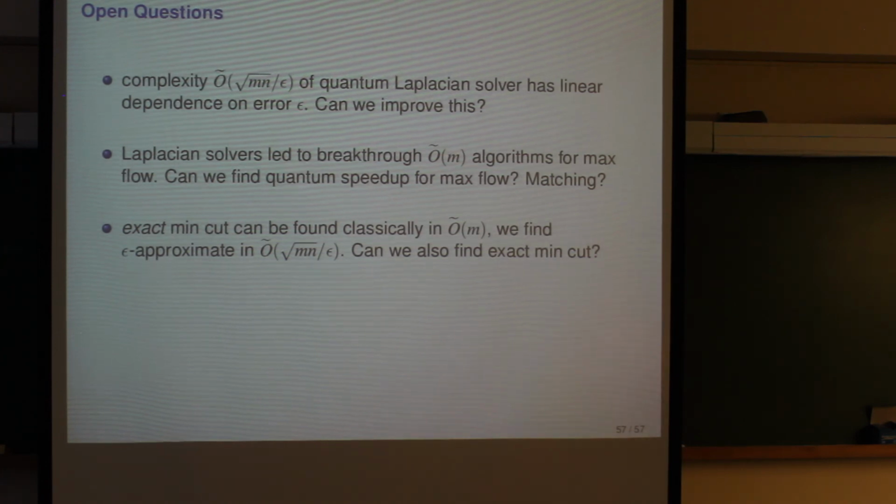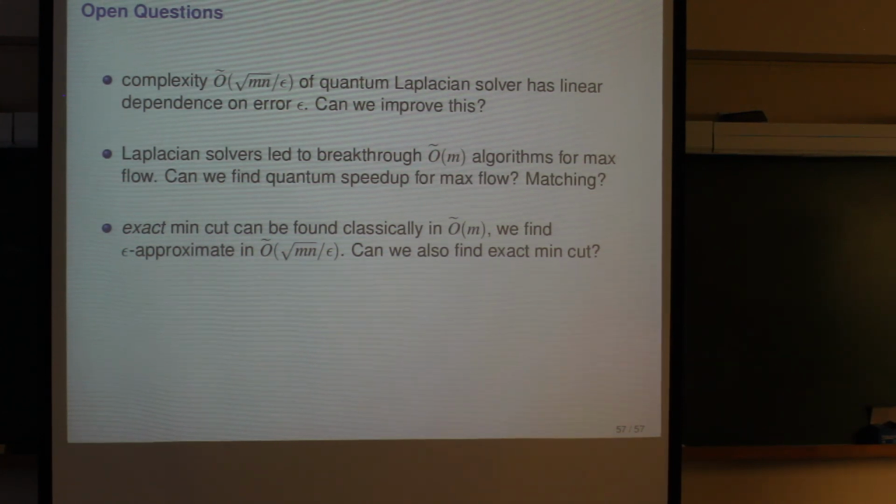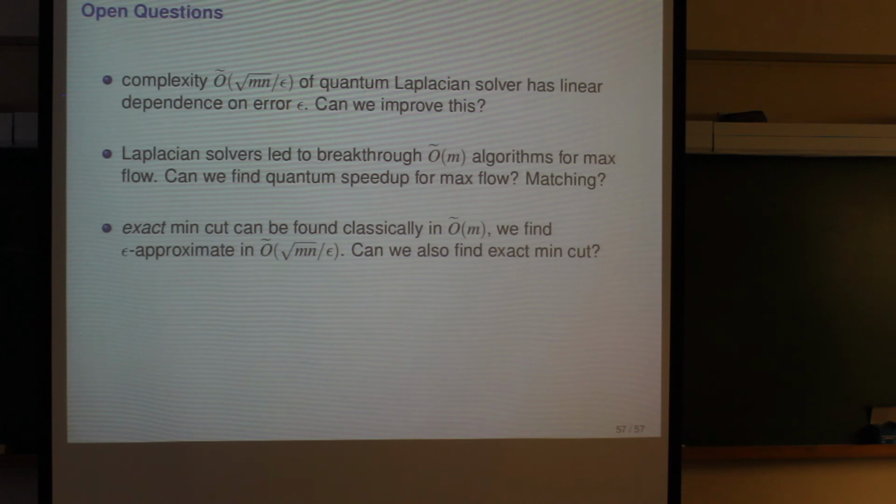If you want to find an epsilon approximation of the sum of the weights, then you can do it sublinearly, but you get a polynomial epsilon dependency. You cannot do it in sublinear time times log 1 over epsilon. And it turns out that min-cut can in some sense be reduced to this problem. So we show that if you want to find the exact min-cut, which we think is interesting, you cannot beat classical algorithms.